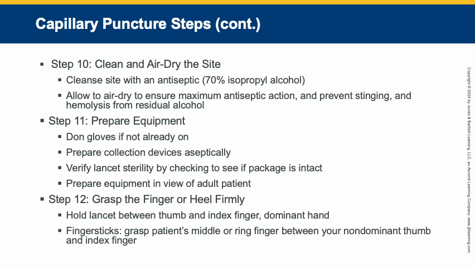Step number 10, clean and air dry the site with an antiseptic before puncture so that skin flora do not infiltrate the puncture wound and cause infection. The antiseptic recommended for cleaning a capillary puncture is 70% isopropanol. Do not use povidone iodine to clean skin puncture sites because it does greatly interfere with some tests. Notably, uric acid, phosphorus, and potassium are affected by using iodine.